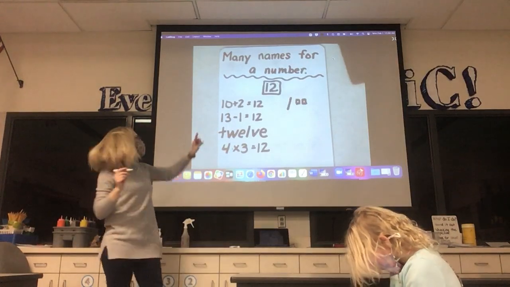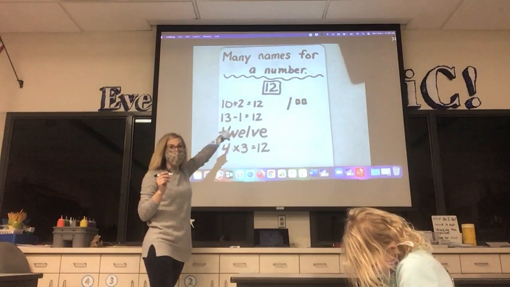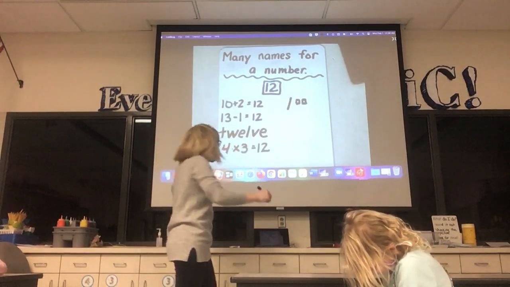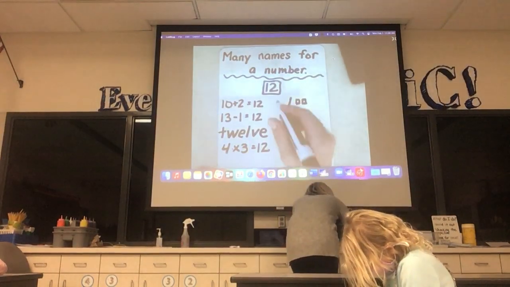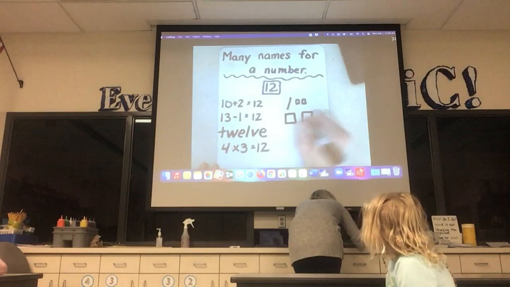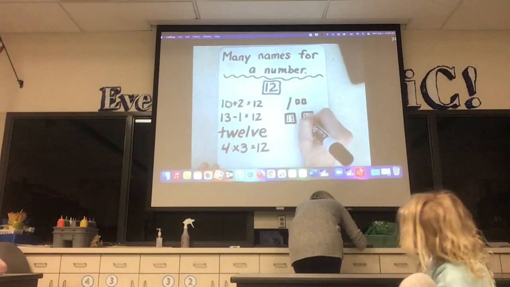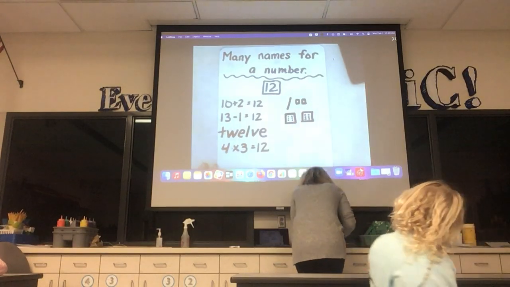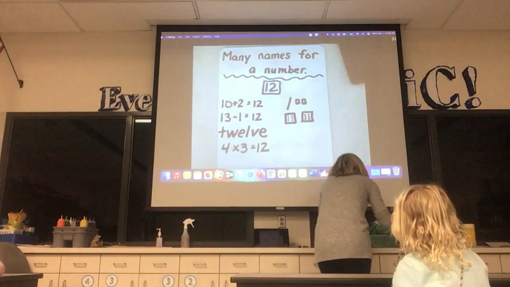Now, remember, I told you we already did addition. So watch, I am not going to write this as an addition problem. I'm going to draw the dice. We've drawn dice before, right? So there's 1, and there's 2. 1, 2, 3, 4, 5, 6, 7, 8, 9, 10, 11, 12. Does that make 12?